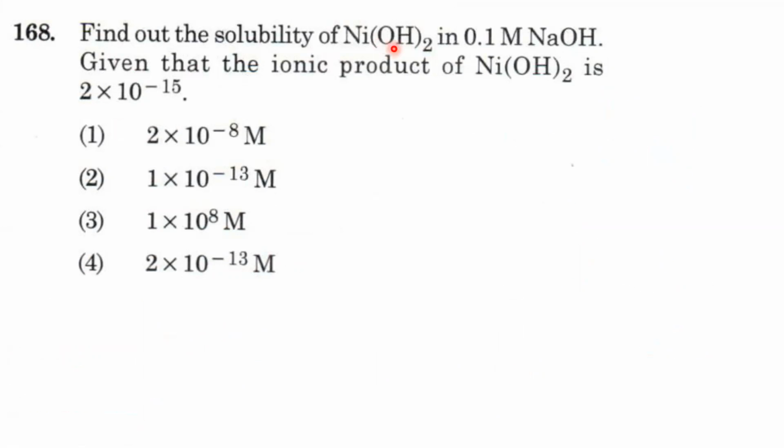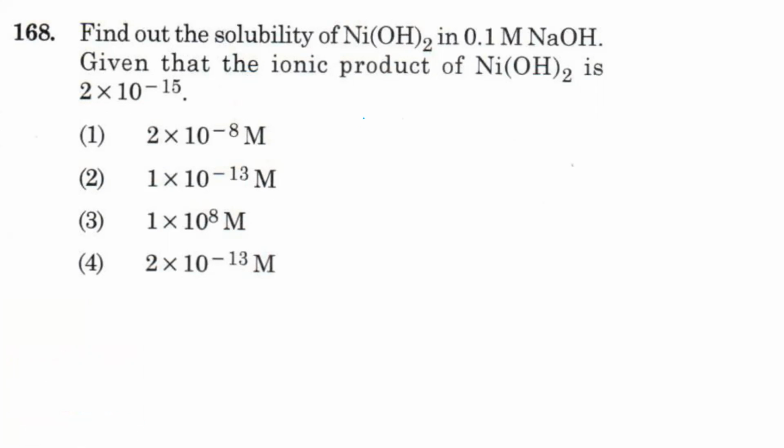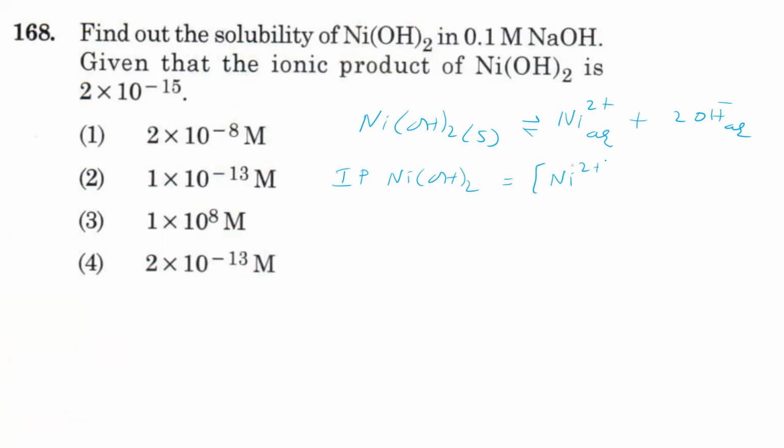Find the solubility of Ni(OH)2 in 0.1 molar sodium hydroxide, given the ionic product of Ni(OH)2. Now we will do this sum. Ni(OH)2 solid is in equilibrium with Ni2+ aqueous plus 2 OH minus aqueous. The ionic product of Ni(OH)2 is equal to the concentration of Ni2+ into the concentration of OH minus squared.